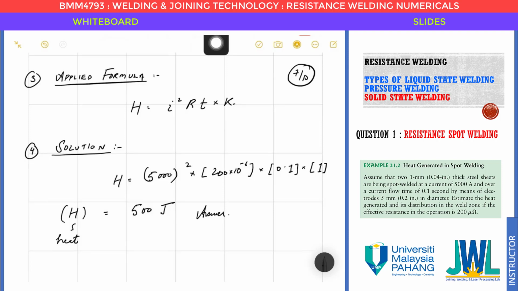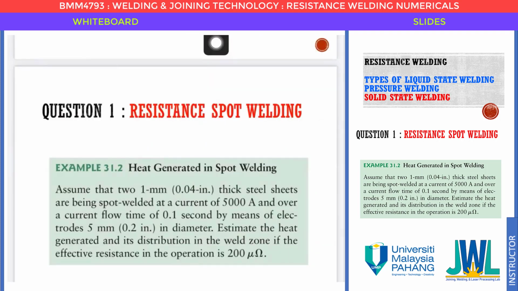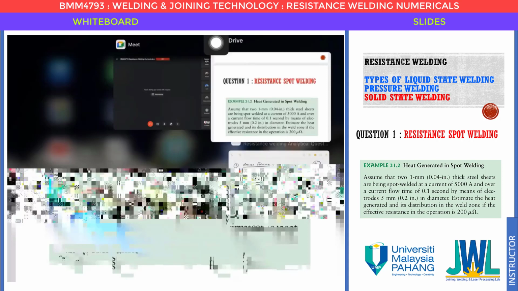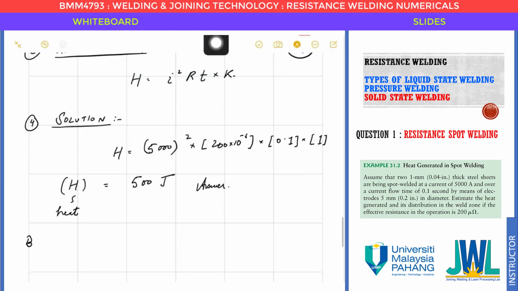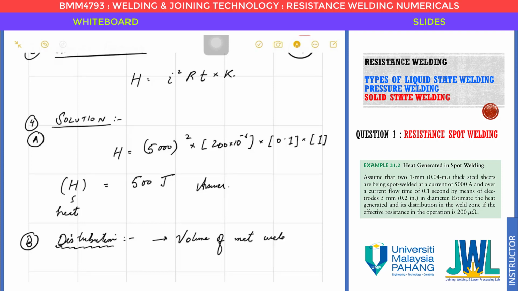Now if you go back to the numerical, it is saying estimate the heat generated and its distribution. So basically by distribution it is asking for part B, and this is part A. So what is distribution? Basically how much is the volume of the material. This refers to the volume of material welded.